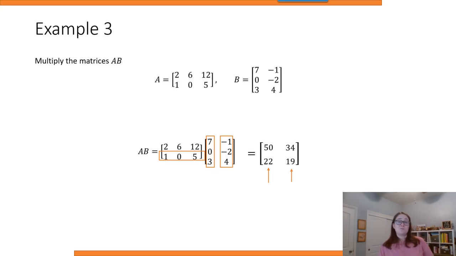And that is how you do matrix multiplication. Again, it's going to take a lot of practice. This is just our first time doing one of these.